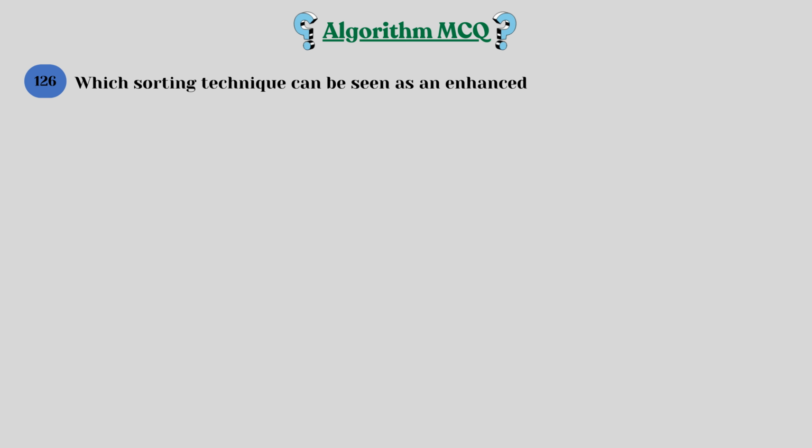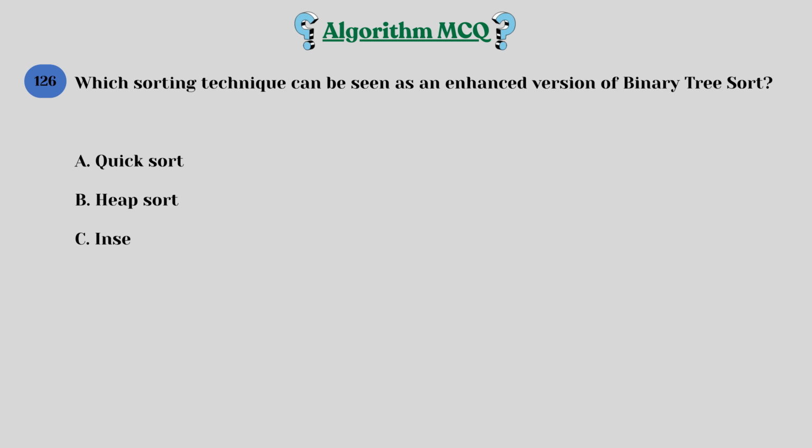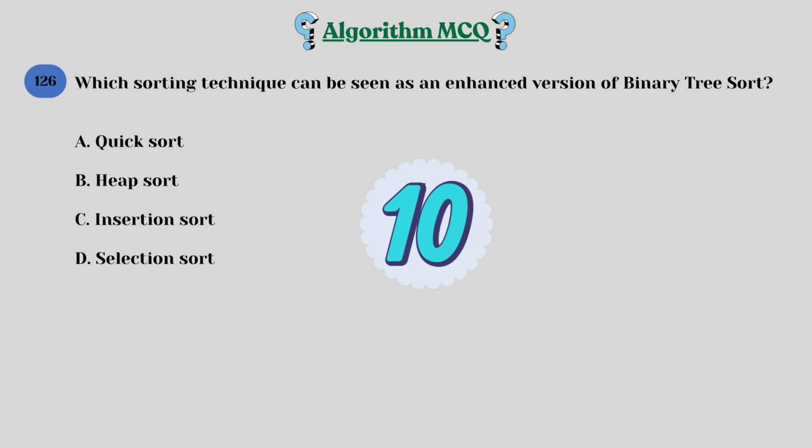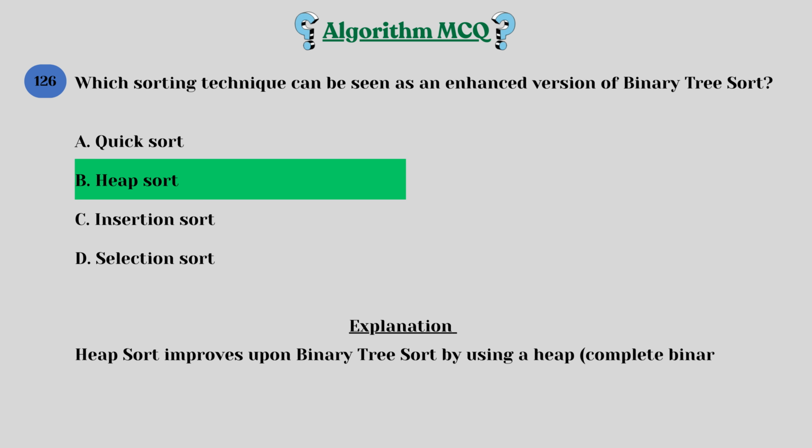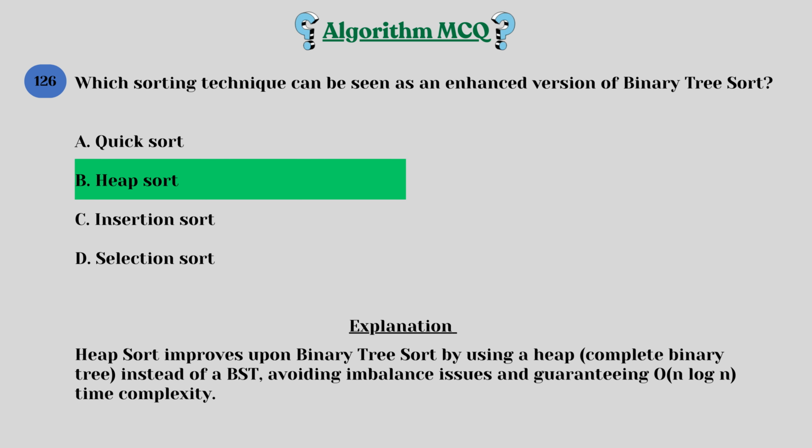Which sorting technique can be seen as an enhanced version of binary tree sort? Correct answer, heap sort. Explanation: heap sort improves upon binary tree sort by using a heap, complete binary tree, instead of a BST, avoiding imbalance issues and guaranteeing O of n log n time complexity.